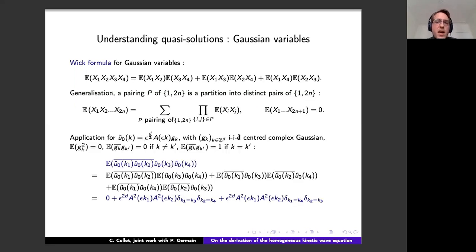There is something else to understand quasi-solution. As I was saying, your initial data, each Fourier coefficient is taken randomly according to some Gaussian law. So you need to understand a bit more of Gaussian variables.